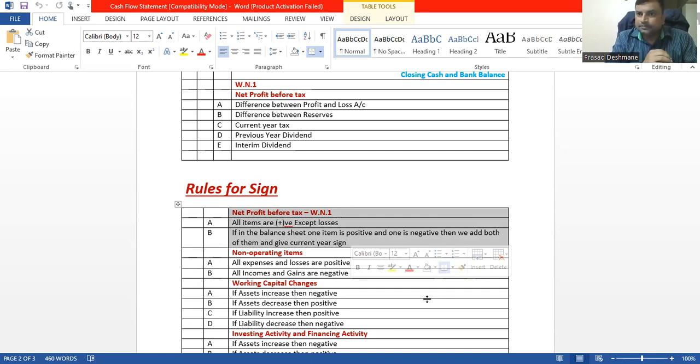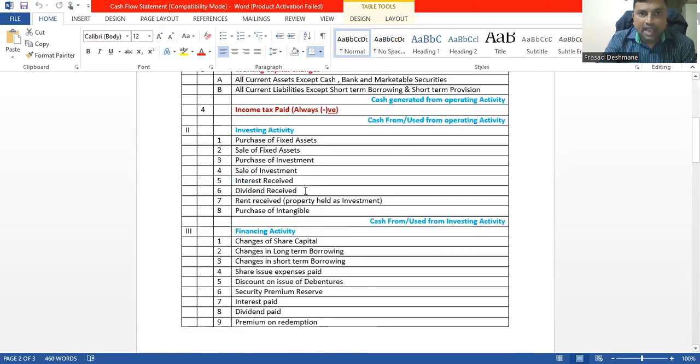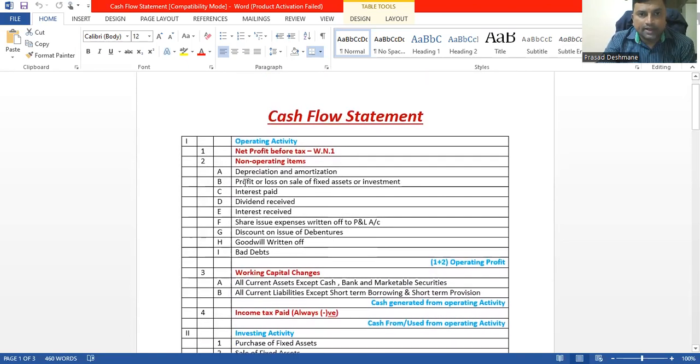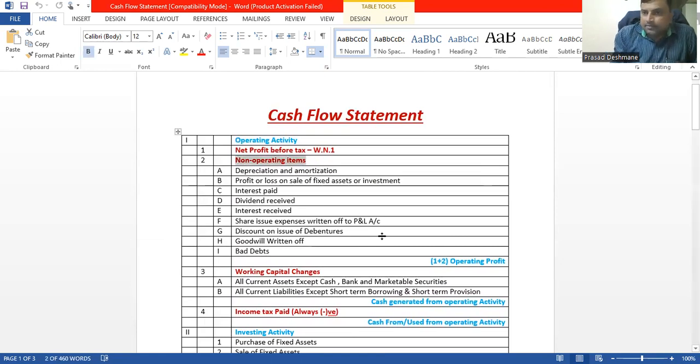Clear? Okay. Now, after the net profit before tax, the second part is non-operating items. Some people call it non-cash. So what is a non-cash or non-operating item? Actually, these items don't have an impact on the cash flow statement, but we already included them while calculating the net profit.